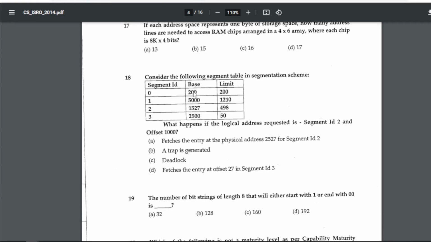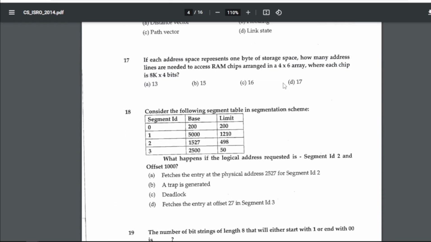If you solve this you will get the same answer, with the same method that we used before. The size of each RAM chip will be 8K into 4 bits, right? So that will be 2 to the power 3 multiplied by 2 to the power 10 multiplied by 2 to the power 2, where you will get 2 to the power 15 bits, which will equal 2 to the power 12 bytes, times the number of chips required, right? So that way you will get the answer as 17.